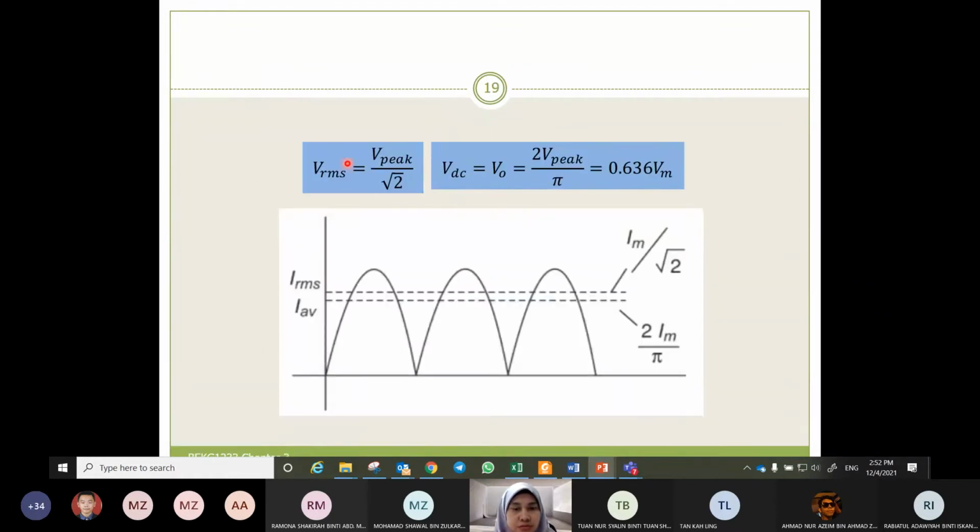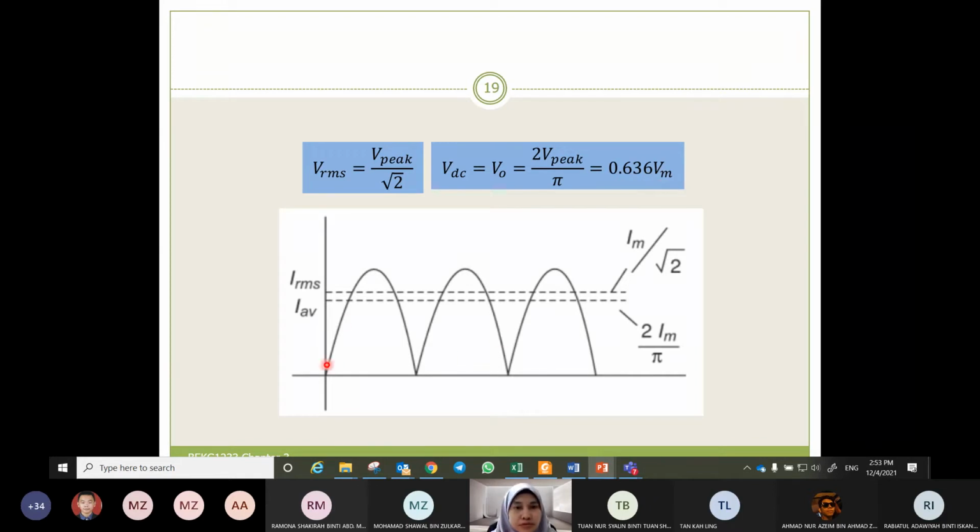So you should remember this formula, or you can just refer to your notes. VRMS is equal to VP over root 2. VDC or V average is equal to VP over pi. But for full-wave rectifier, you must multiply by 2. So finally, V average for full-wave rectifier is equal to 0.636 VM, or V peak.